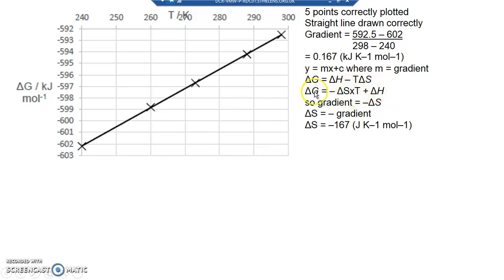So you can see here, this is the y bit, delta G, T is the x bit, and so this minus delta S is the m. That's the gradient. So the gradient is minus delta S. So I'll reverse the sign now: gradient equals minus delta S, so delta S is minus the gradient. So the gradient, now I've multiplied this by 1,000 to get it into joules per Kelvin per mole, is minus 167 joules per Kelvin per mole.